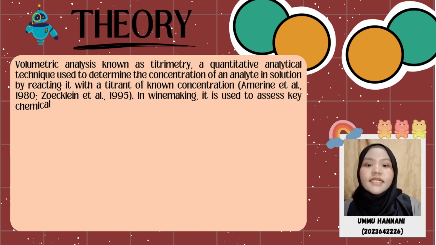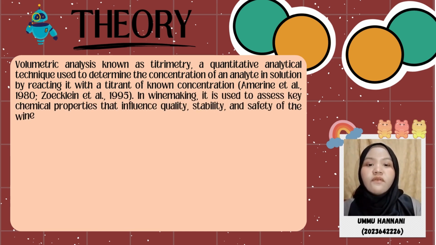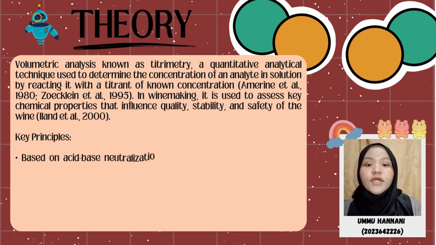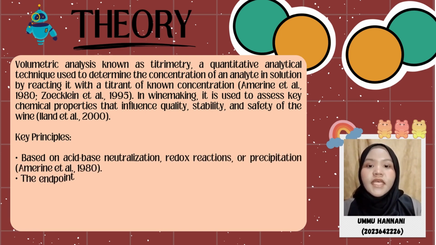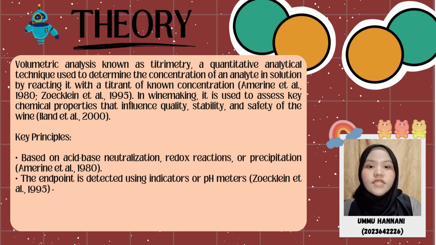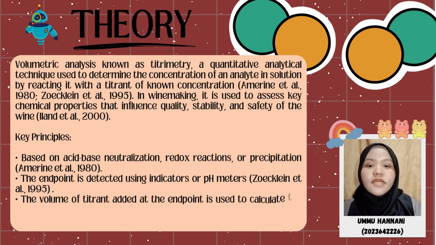Let's talk about volumetric analysis, a key technique used in the wine lab to measure important chemical components that affect wine quality and stability. So what is it? Basically, it is a method where we react a solution of unknown concentration with one that we do know, called the titrant, until the reaction is complete. That point is called the end point, and we usually detect it with a color change or a pH meter.